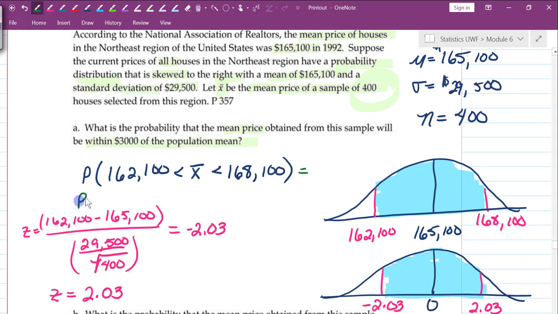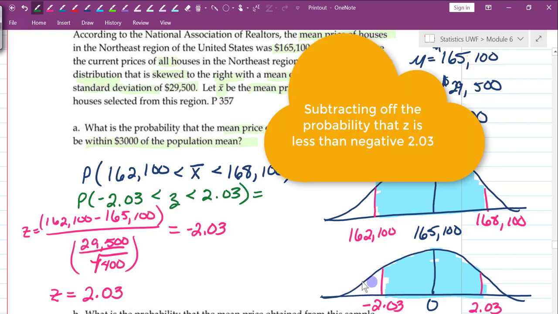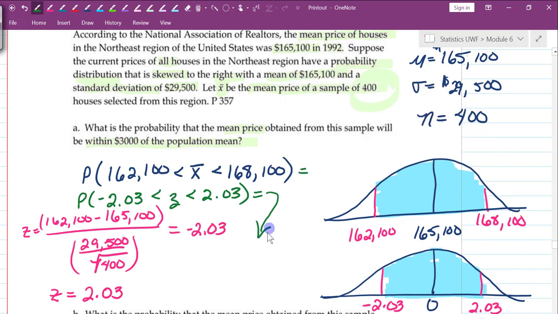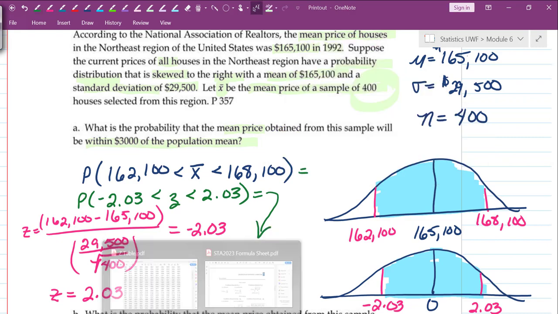This is equal to the probability that negative 2.03 is less than z, which is less than 2.03. So this is going to be equal to the probability that z is less than 2.03, subtracting off the probability that z is less than negative 2.03. And so that is going to be equal to, I'm going to put this right down here. We're going to look up positive 2.03 to begin with.